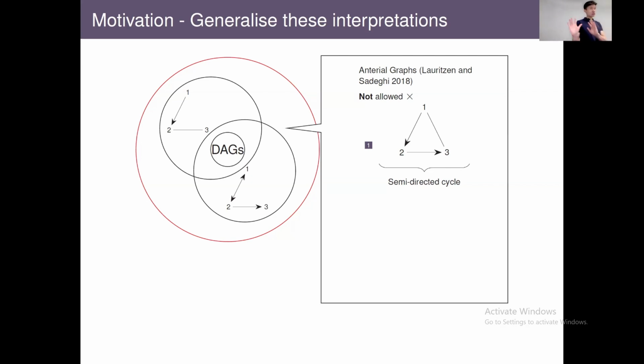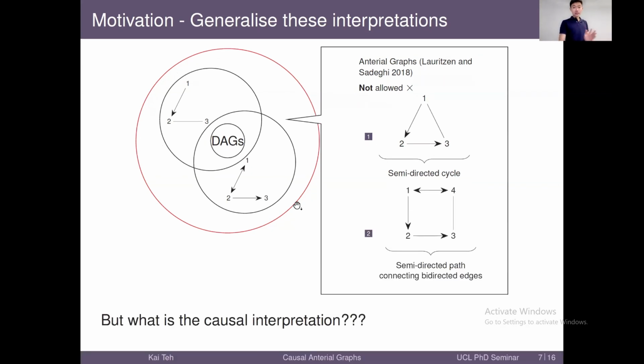So that's not allowed. And this is also not allowed: you can't have a semi-directed path connecting bidirected edges. Again, a semi-directed path, just like a directed path, is a sequence of edges, except that instead of every edge being directed in the same direction, you allow some edges to be undirected.